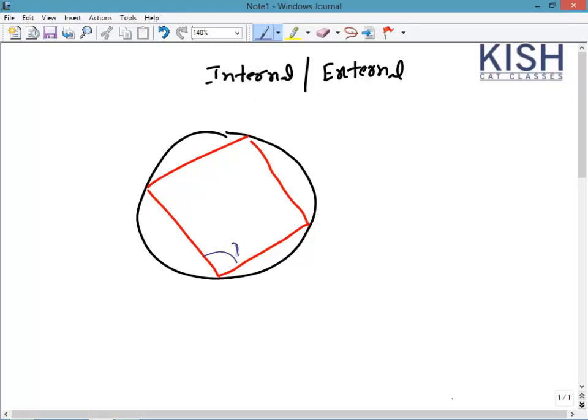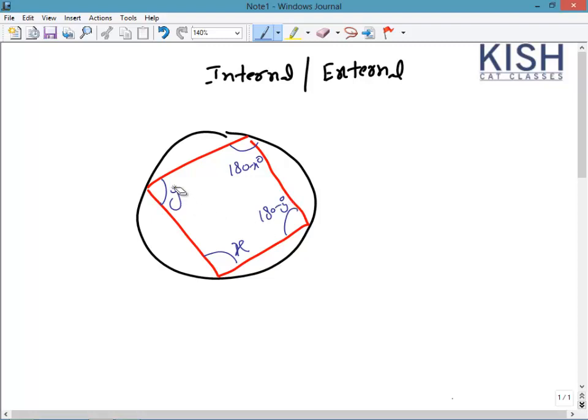Like if this is x degrees, then the opposite is 180 minus x degrees. If this is y degrees, then this is 180 minus y degrees. It means that the sum of the two opposite angles is equal to 180 degrees. So if the vertices of a quadrilateral lie on the circumference of the circle, this quadrilateral is called a cyclic quadrilateral. In a cyclic quadrilateral, the sum of the opposite angles is equal to 180 degrees.